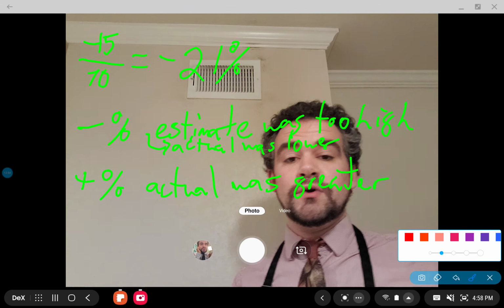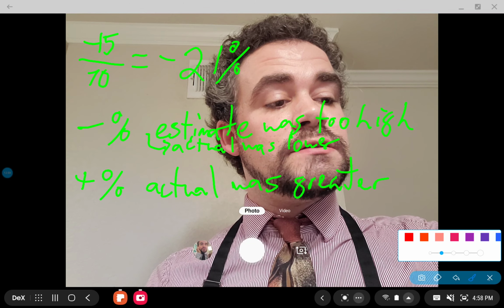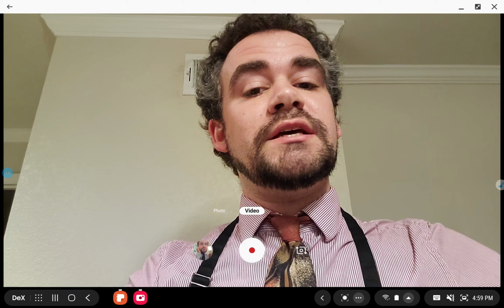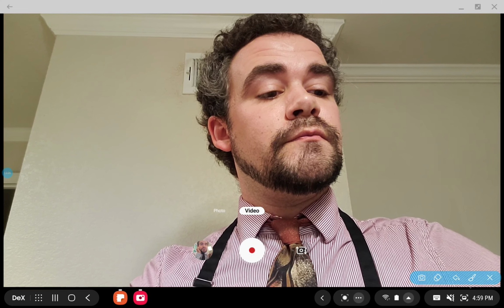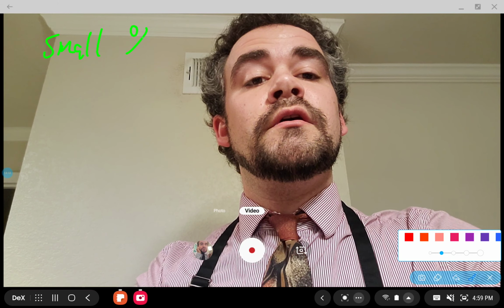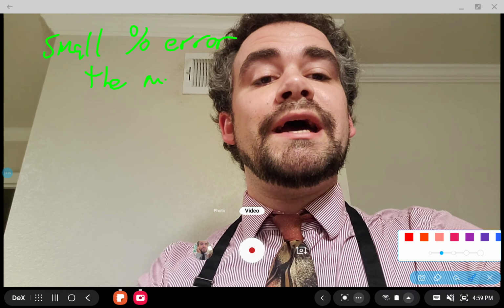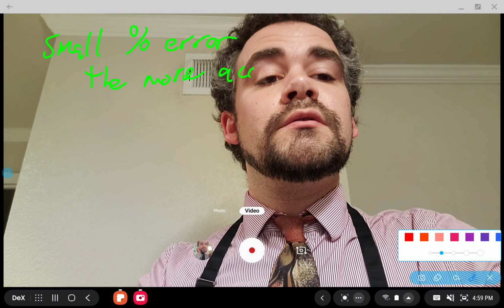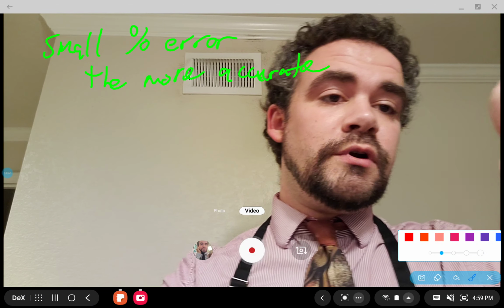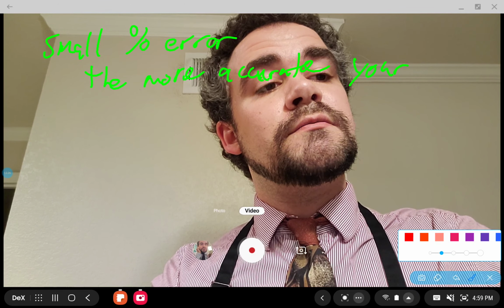All right, so that's one thing you need to remember about percent error. Second thing you need to remember about percent error is that the smaller the percent error, the more accurate your estimate was. Sorry for the sloppy handwriting.